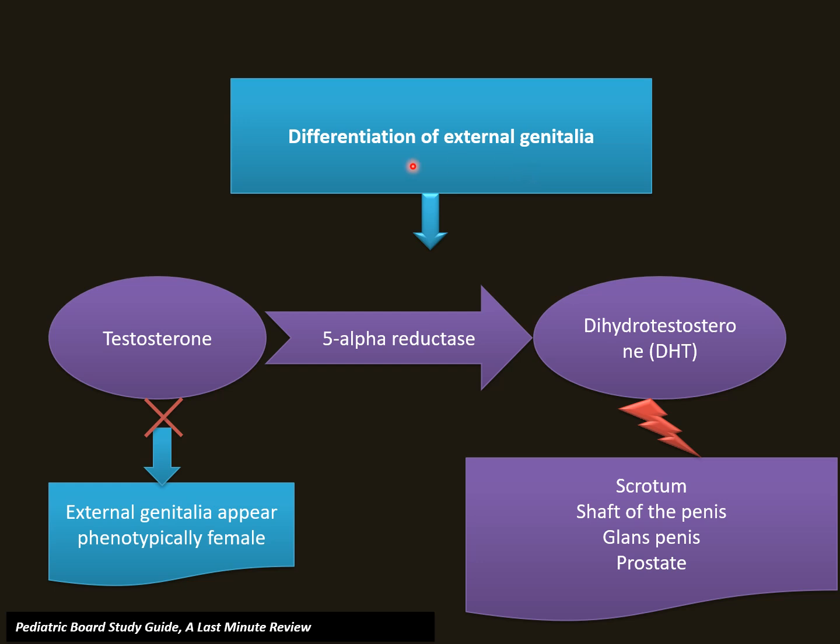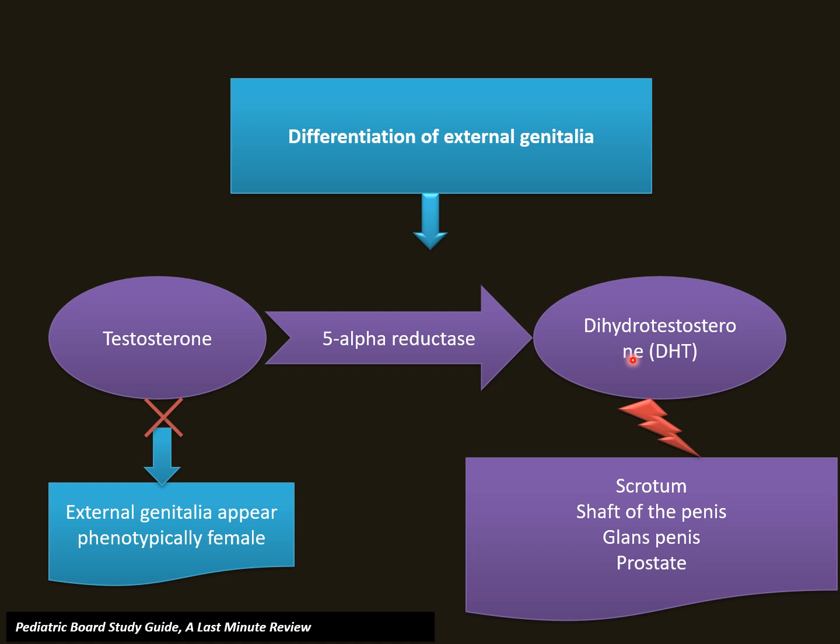Also, this part is very important: differentiation of external genitalia, because you can have a condition that may affect this enzyme. So you need testosterone to develop external genitalia. External genitalia will appear phenotypically female if you do not have testosterone, or have insensitivity to testosterone, like in cases of androgen insensitivity. Testosterone also needs to be converted to dihydrotestosterone. If you do not have 5-alpha reductase, like in cases of 5-alpha reductase deficiency, you will not have development, or you will have ambiguous external genitalia.